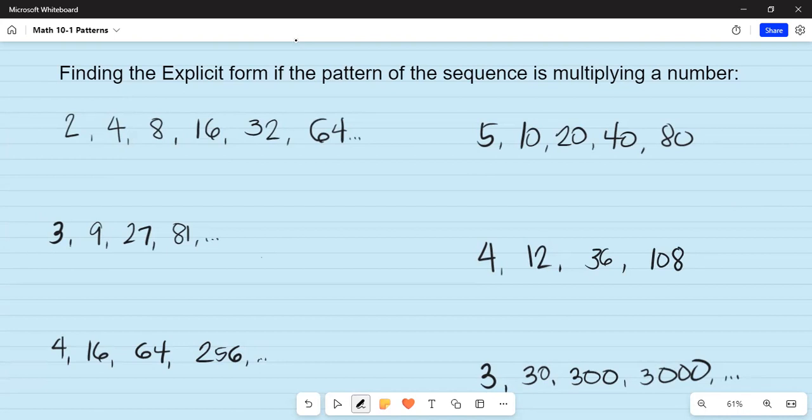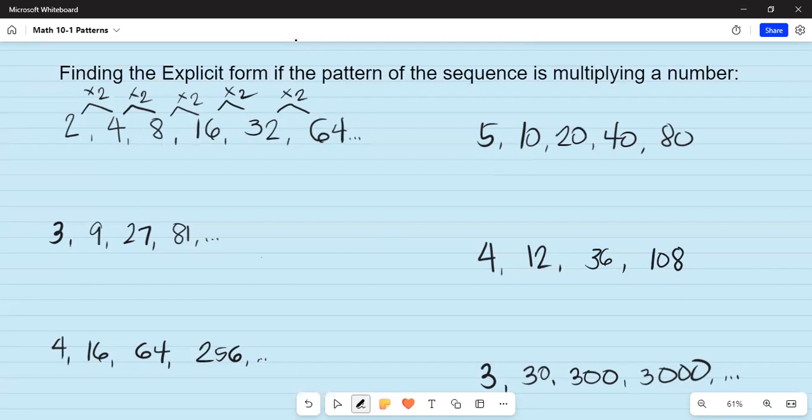By merely studying the pattern, we need to multiply each number by 2 to get the next term. 4 times 2 is equal to 8. 8 times 2 is equal to 16. 16 times 2 is equal to 32. And 32 times 2 is equal to 64.